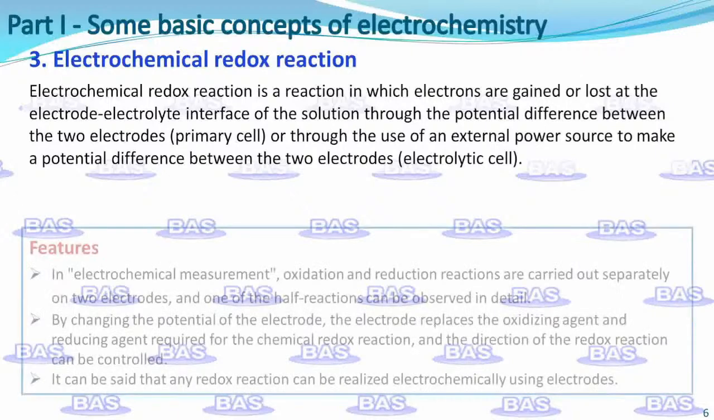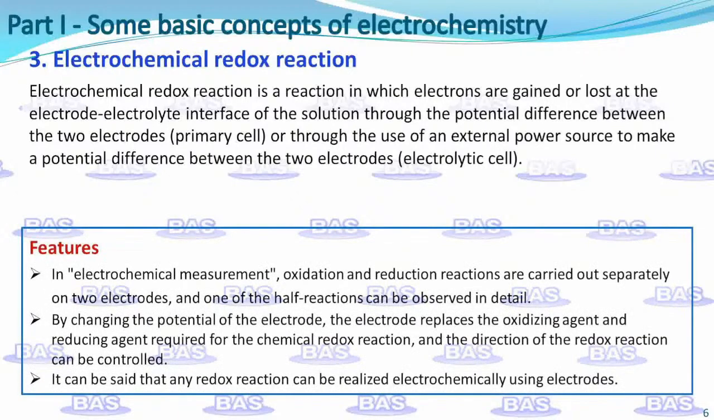Electrochemical redox reactions are characterized by the following: in electrochemical measurement, oxidation and reduction reactions are carried out separately on two electrodes, and one of the half reactions can be observed in detail. By varying the potential of the electrodes, we can replace the oxidizing and reducing agents needed for chemical redox reactions, and the direction of the redox reaction can be controlled. It can be said that any redox reaction can be realized electrochemically using electrodes. It can be considered that the protagonist in an electrochemical redox reaction is the electron.